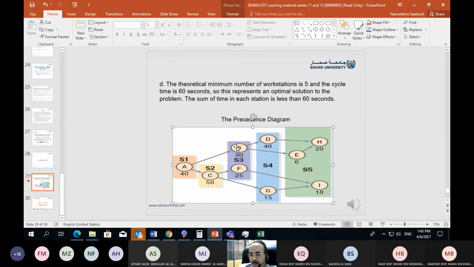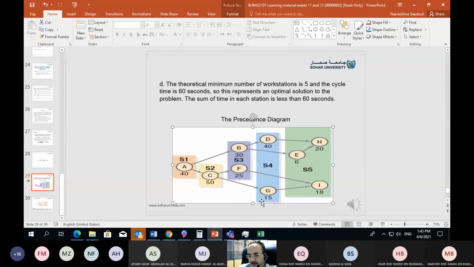Then what are the possible additions to B? Well, I could have D, E, or F. Okay, maybe even G. This is where we need to make a decision. Here, of the various possibilities, I chose the one with the highest time that is still within 60 seconds, because 30 plus 25 is 55.